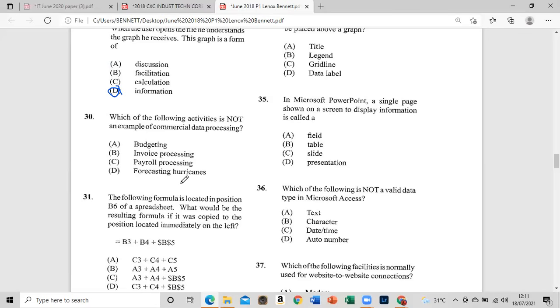All right, let's go, guys. Which of the following activities is not an example of commercial data processing? Is it A, budgeting? Is it B, invoice processing? Is it C, payroll processing? Or is it D, forecasting hurricanes?